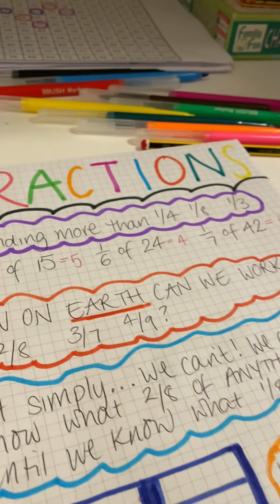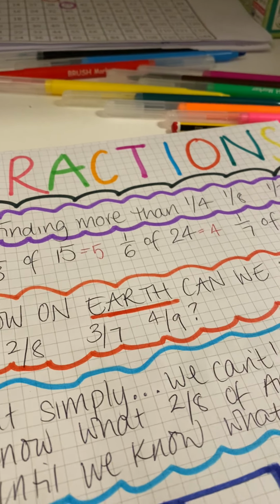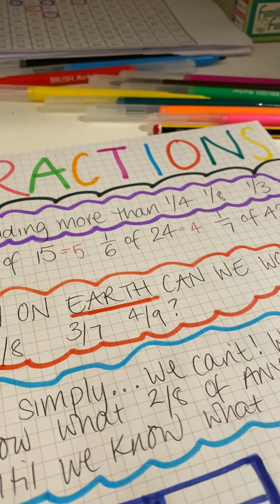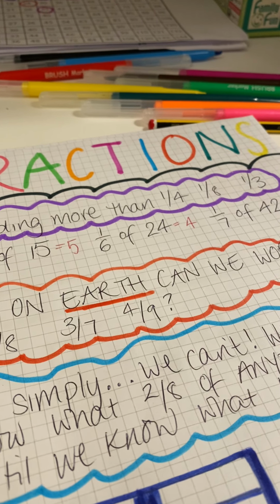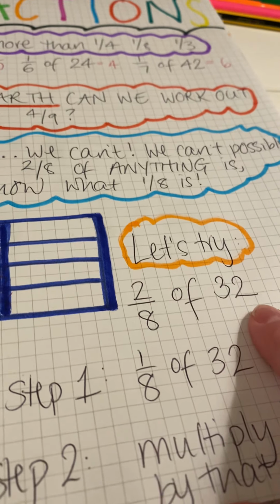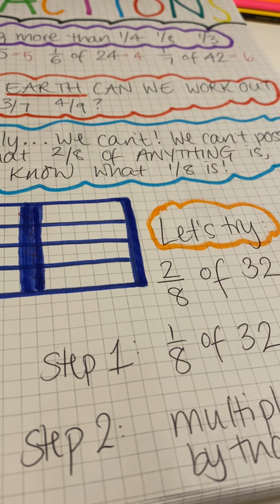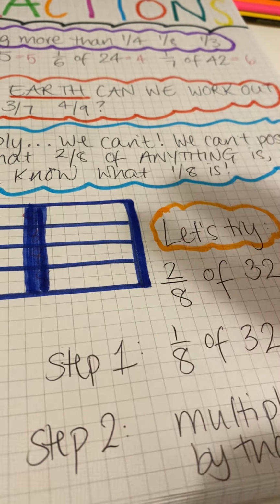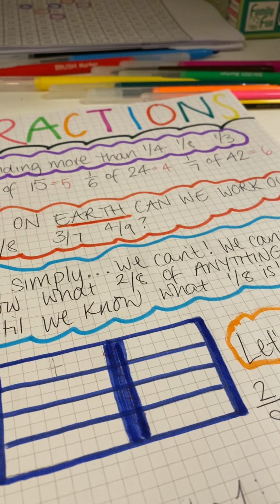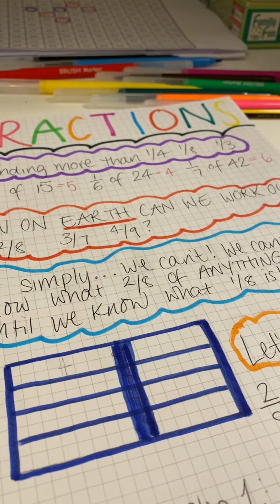But how on earth can we work out what 2/8 of something is, or 3/7, or 4/9? Well, put simply, we can't. It's not possible to work out what 2/8 of anything is until we know what 1/8 is. However, you will see sums like this, 2/8 of 32. So how do we do them? The difference with these ones is that there's a second step. First of all, there is no way that we can find out what 2/8 of something is until we know what 1/8 is. So 1/8 of 32 is 32 divided by 8, which is 4.